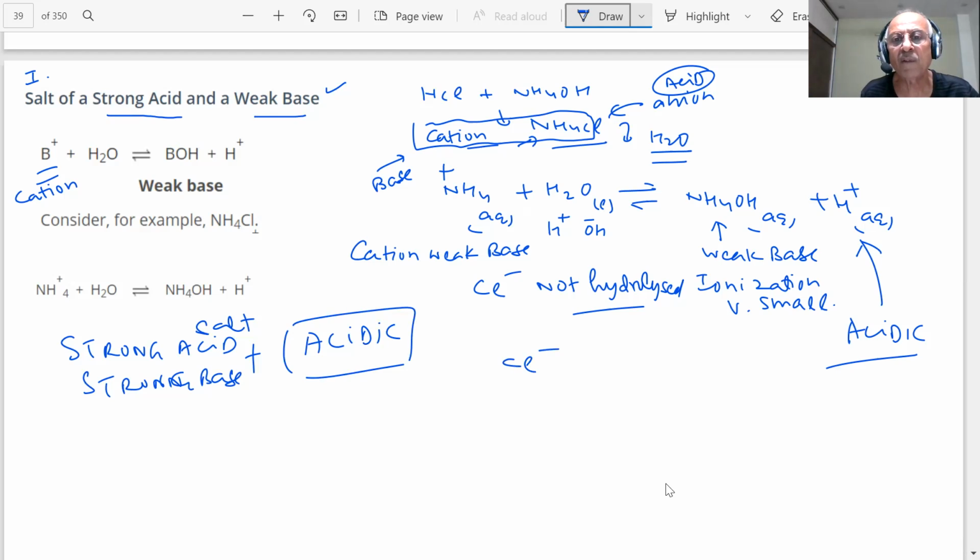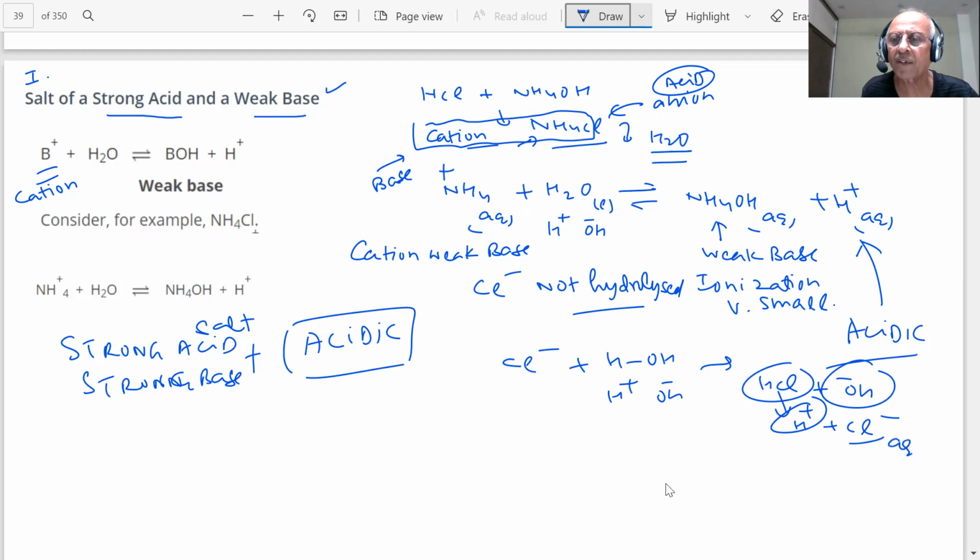If you assume Cl minus is reacting with water, what is going to happen? If you are getting HCl plus OH minus, this is a strong acid, it will get completely ionized. And what will be the result? They will react again, you get Cl minus aqueous. Got the situation? That's why we said, student, cations of strong base and anions of strong acid are not hydrolyzed. They are only hydrated. You can try anyway. The answer will be the same.